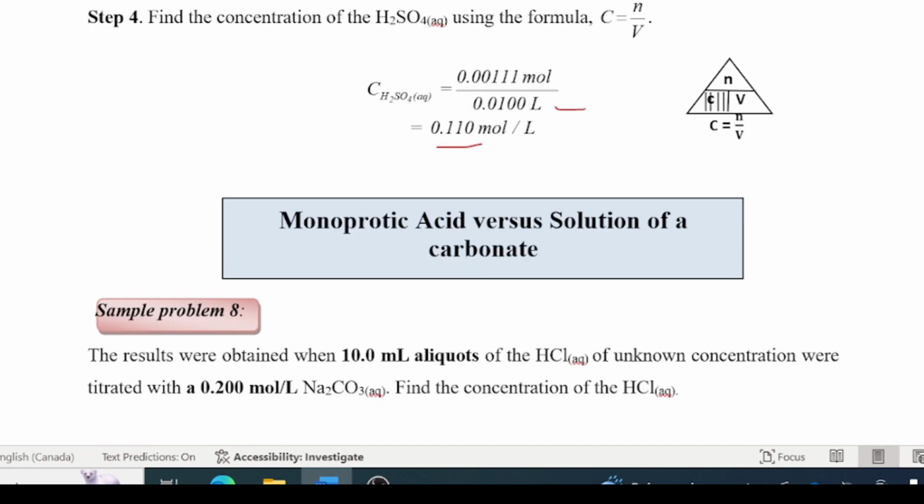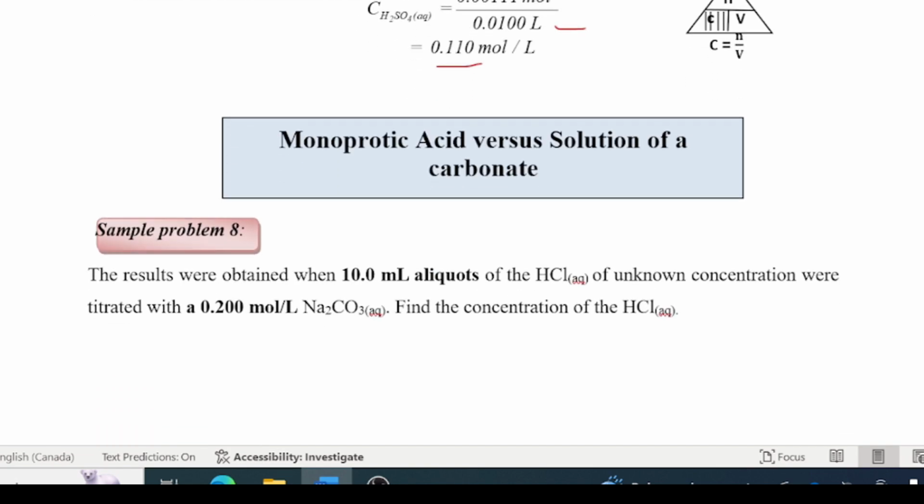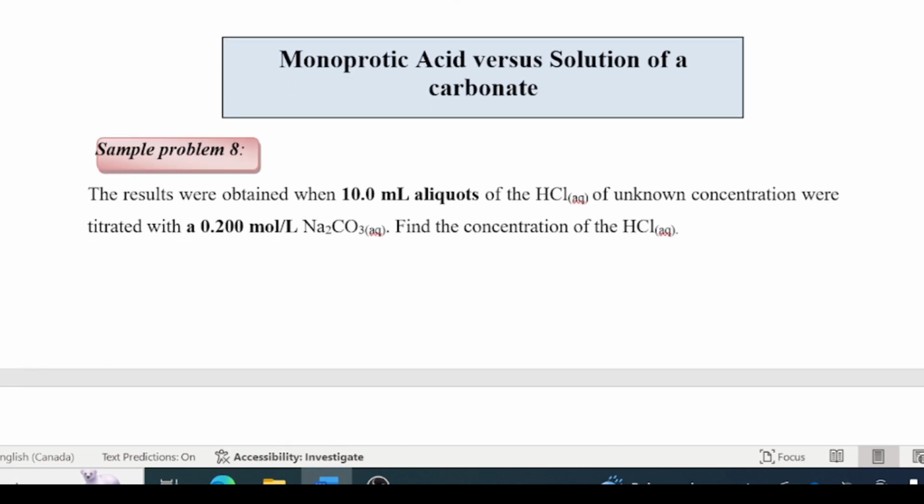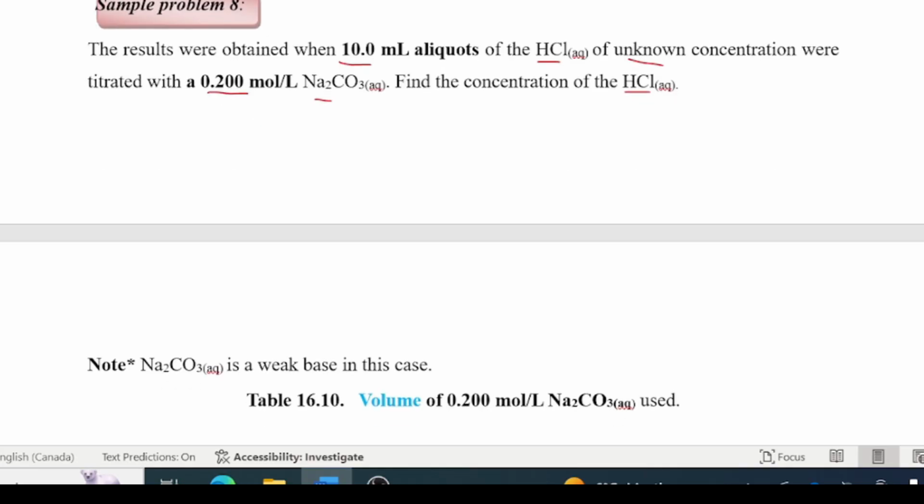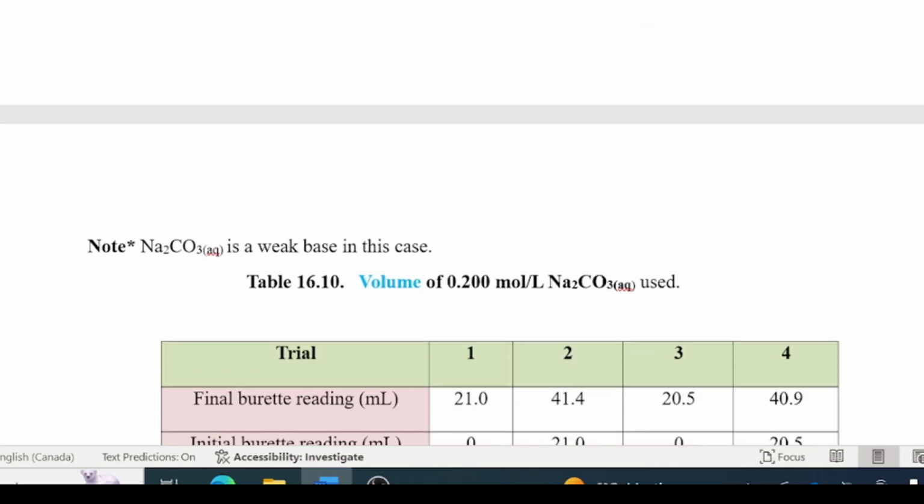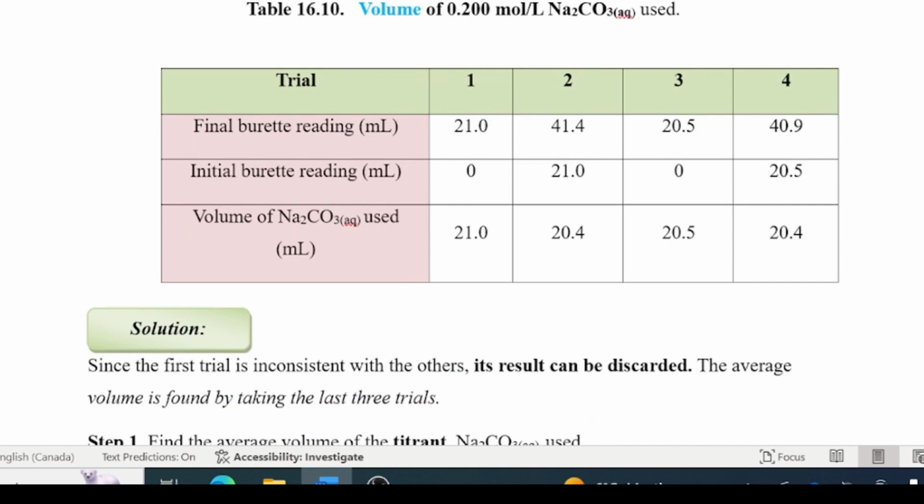Titrating a monoprotic acid with a solution of a carbonate, all right? So your aliquots will be 10 milliliters of HCl of unknown concentration, we won't know what that is, and your solution in the burette will be 0.200 moles per liter sodium carbonate. And that is reacting with the HCl inside your Erlenmeyer flask. And these are the results that you have here.